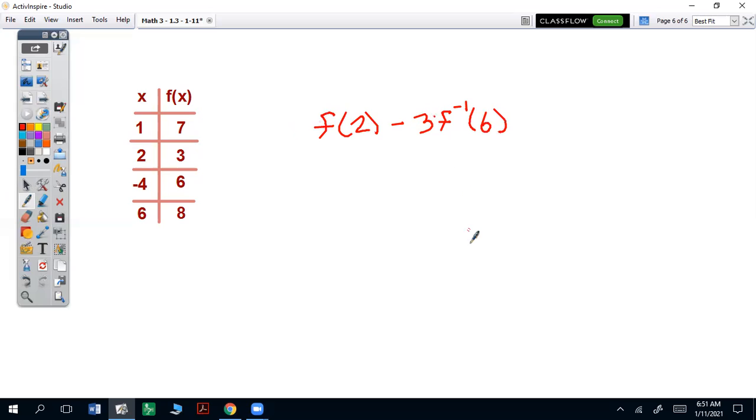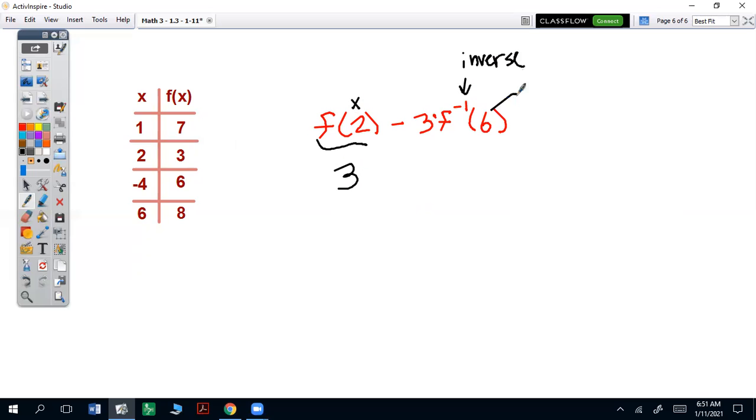All right, so this one's a little bit, you got a couple things going on. First, break it up into the different functions you're plugging in. f of 2, that's regular. There's no inverse. So f of 2 is going to be, that's an x value. The f of 2 is going to be 3. So that's done. Now, when you have 3 f inverse of 6, remember that's inverse.